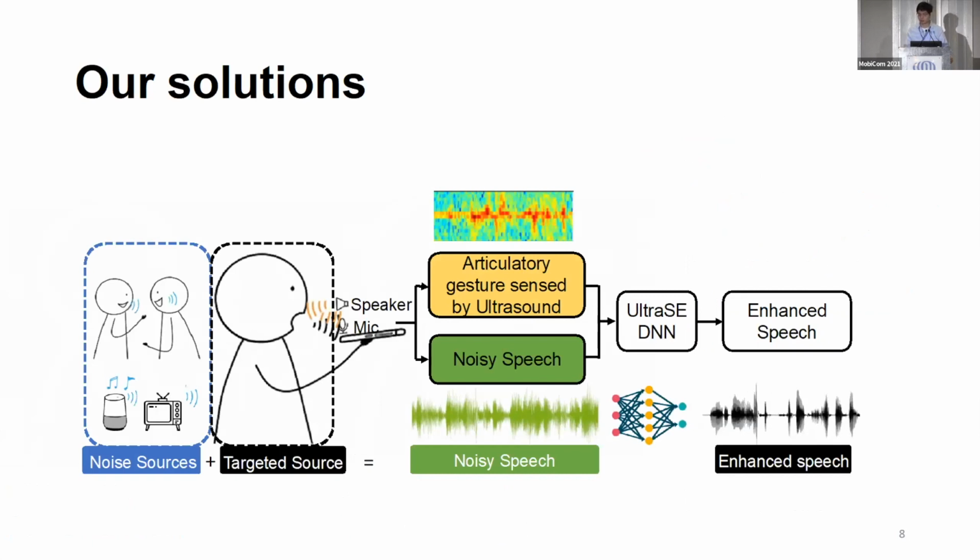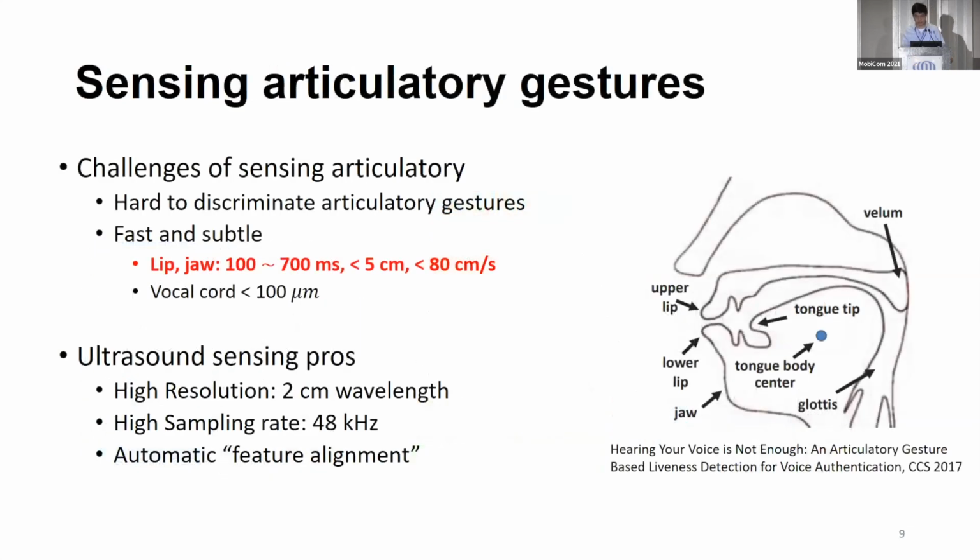After receiving these two modalities, UltraSE employs a novel DNN framework to capture such correlation and denoise the audible sound. It can be considered as a separate block in the traditional speech processing pipeline. Next, I will present how we sense the speaker's articulatory gestures.